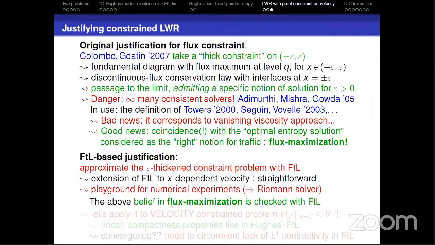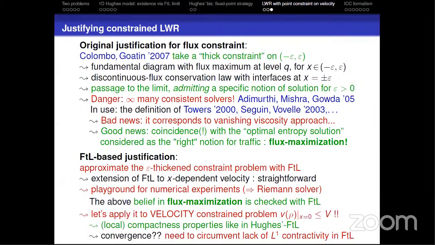So what we did on this is that we take the FTL-based justification, and now this epsilon-thickened constraint problem we approximate with an FTL scheme. The extension of FTL to space-dependent velocity is straightforward. And this gives you a playground for numerical experiments with the goal to understand the Riemann solver. And we checked the above beliefs that flux maximization is traffic compatible by doing this experiment.